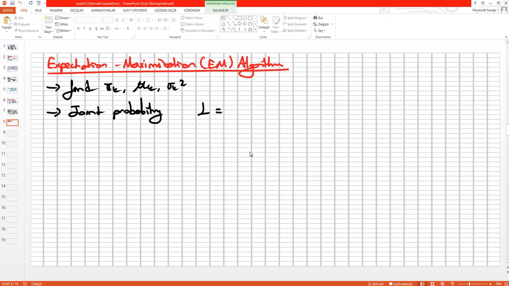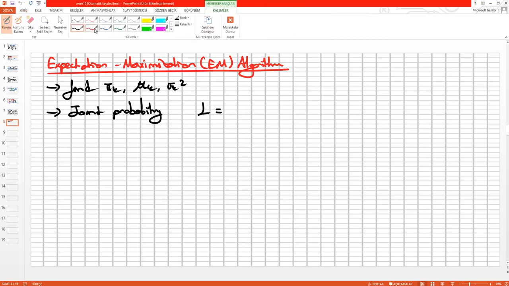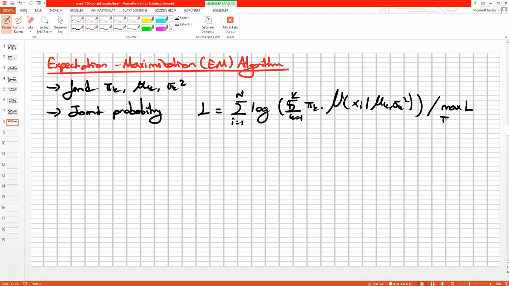Okay. So this is the basic representation of what each data should be given in here, and the log should be taken like this one: the sum over k equals 1 to K of pk, and xi given mu k and sigma k square. Okay. So how can we minimize or maximize this algorithm? This L should be maximized for given pk, mu k, and sigma k.